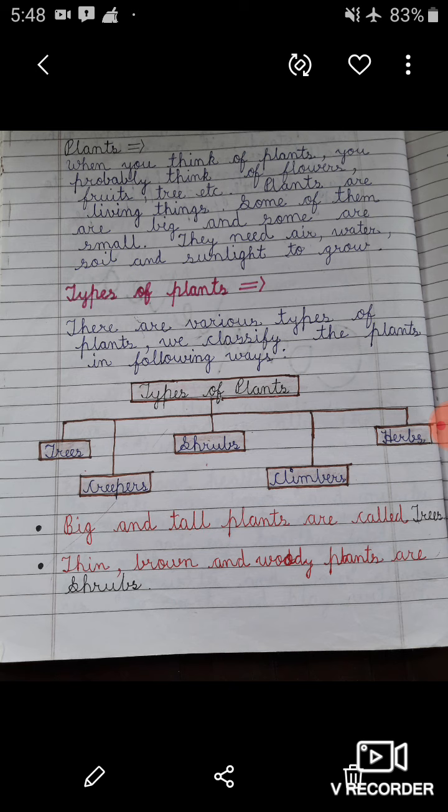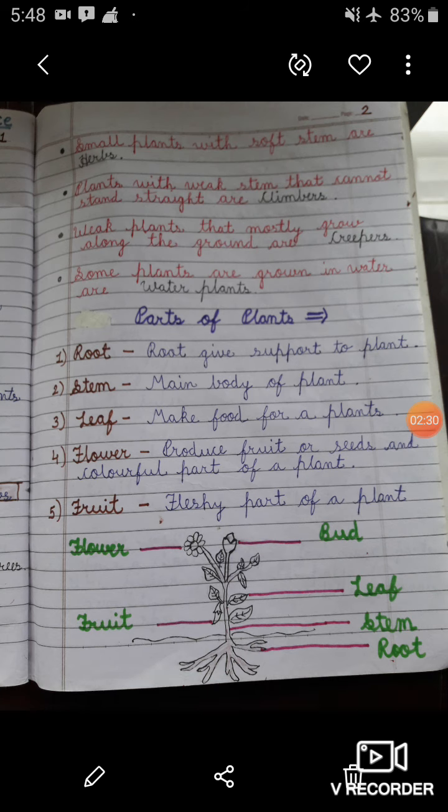or you can say small plants with woody stem. Now the next one, small plants with soft stem are herbs. Plants with weak stem that cannot stand straight are called climbers. Weak plants that mostly grow along the ground are creepers. And some plants grown in water are water plants. They are generally known as herbs because they have soft stem. So these are the points that you have to remember.